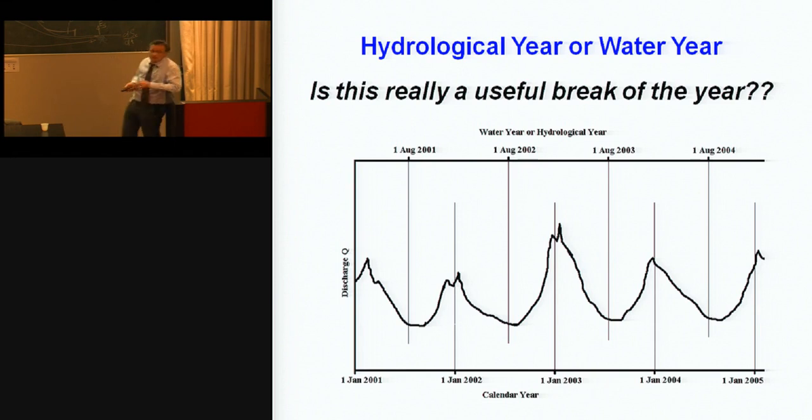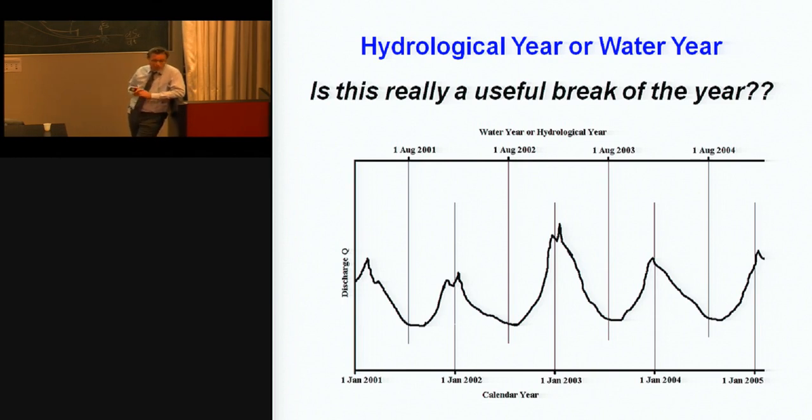Yeah? In the humid temperate climate here in Europe, we usually start the hydrological year on the 1st of November. Because after the summer, and the summer low flow period also in many of our catchments, before the winter comes again, we start the year fresh.